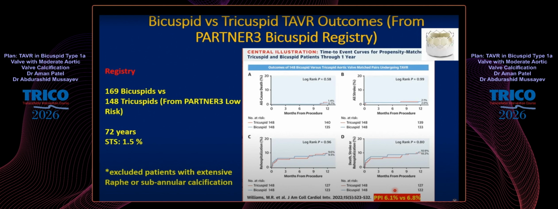So if we look at a subgroup analysis of the PARTNER 3 bicuspid registry, all patients were low risk. Is the slide visible to you? This analysis showed that at the end of 1 year, TAVR for a bicuspid as well as a tricuspid valve had similar outcomes. But we need to know what they had excluded. They had excluded patients with extensive raphe and subannular calcification. Next slide, please.